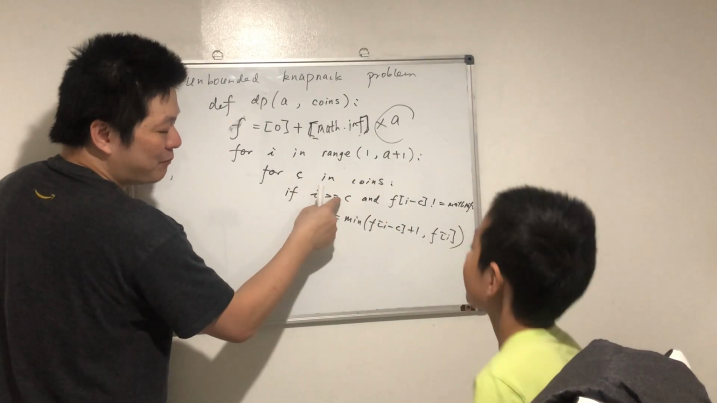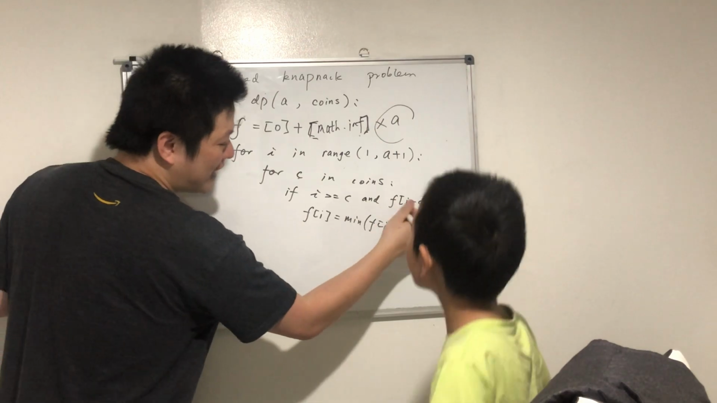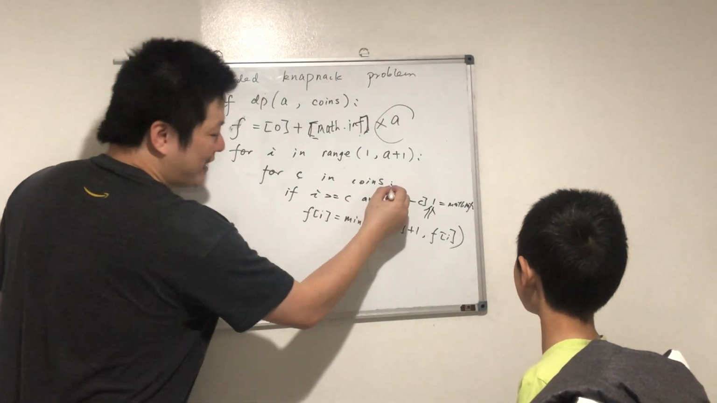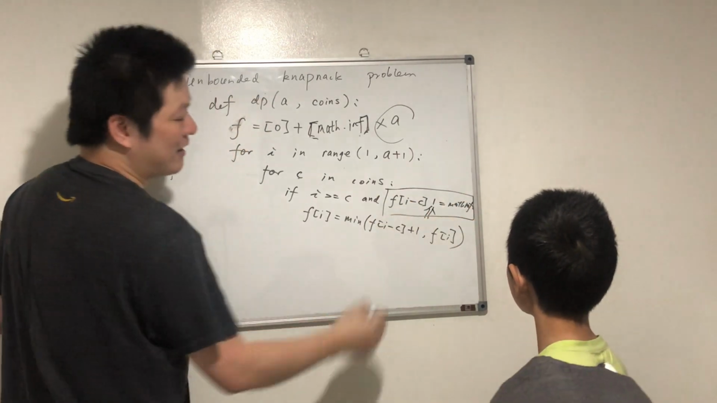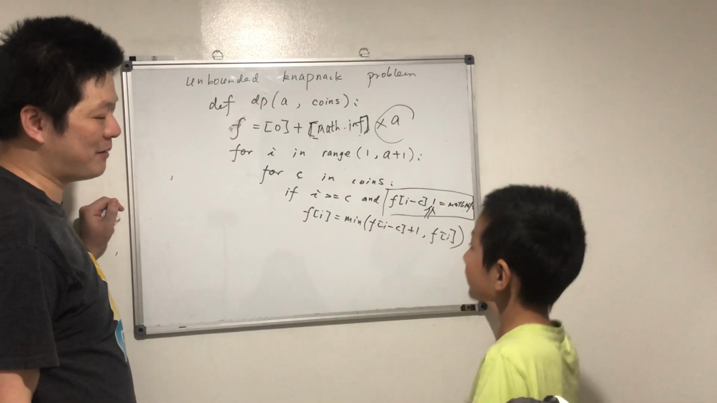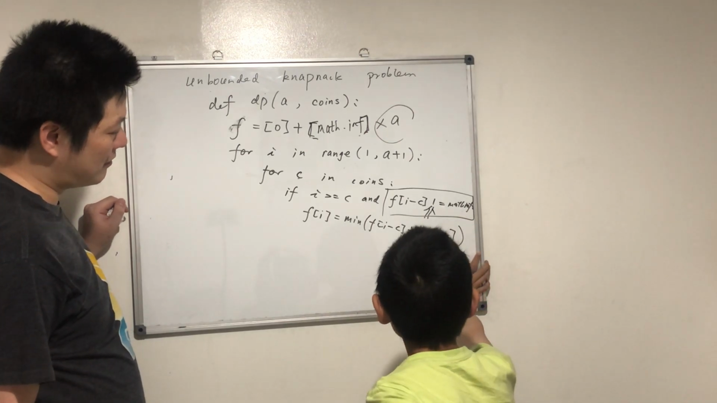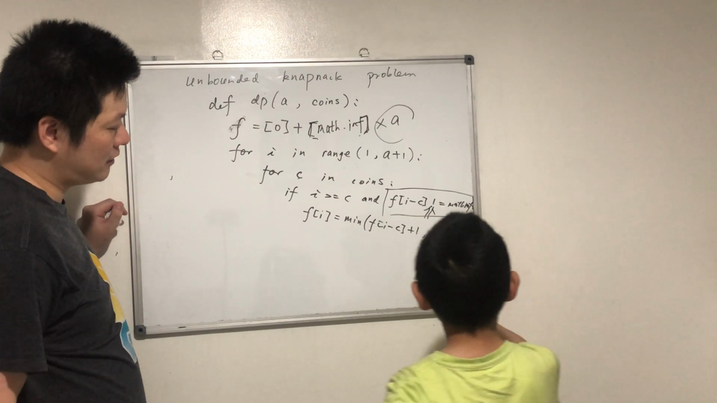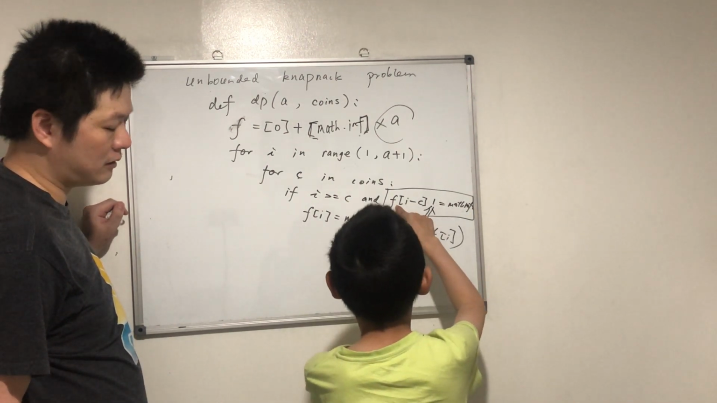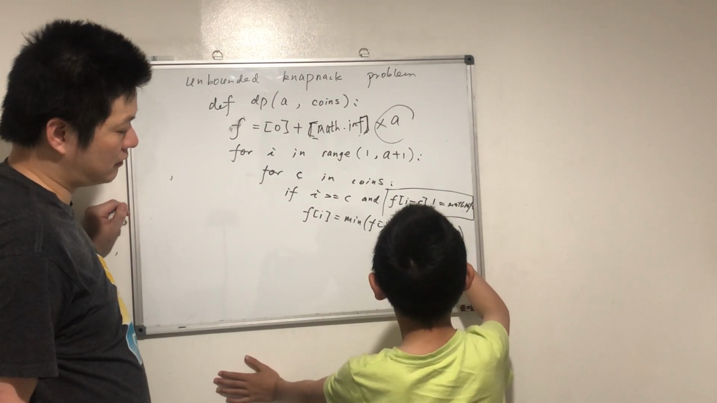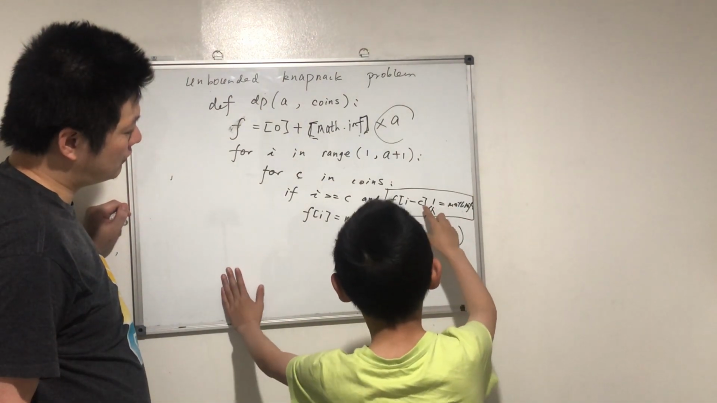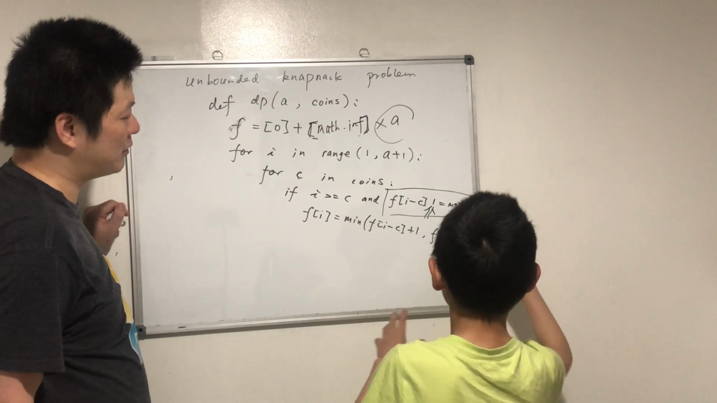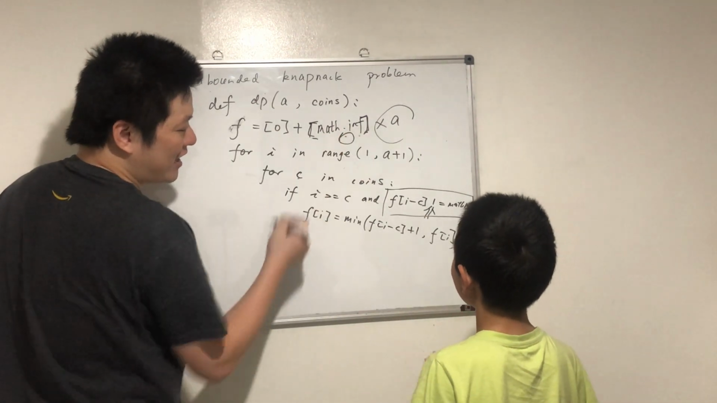And then if i is bigger than c, and, what's this, Eric? Not equal. What does it mean here? I just told you, I explained 2 times. If the F of the value minus the coin is not equal to math.infinity, that's the initial. What does it mean?